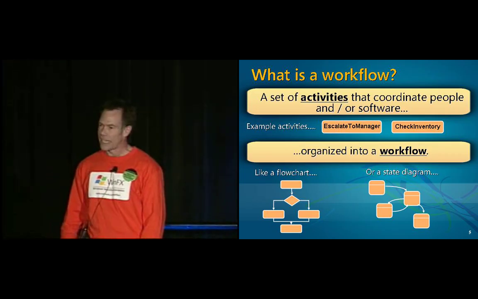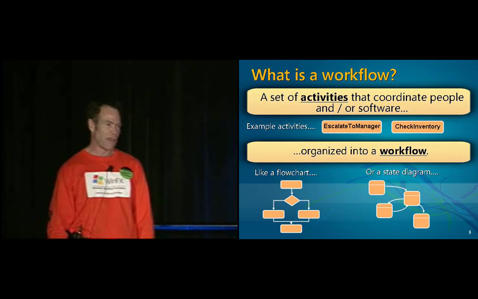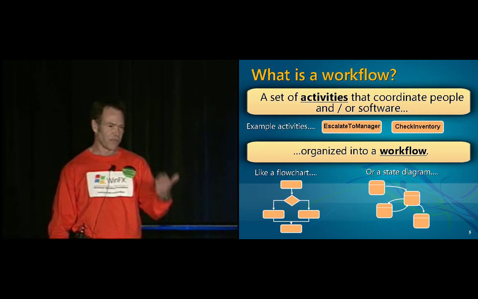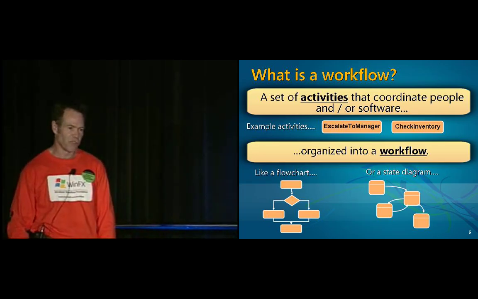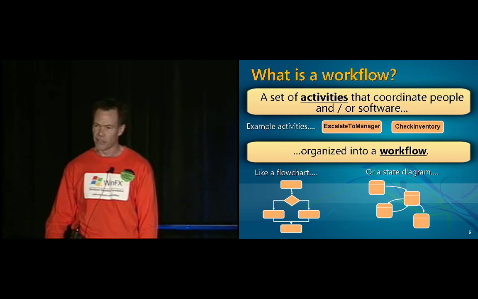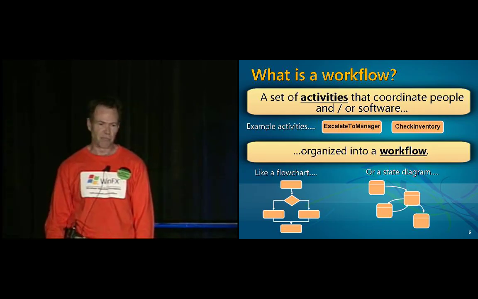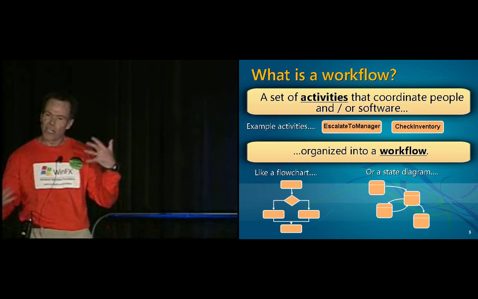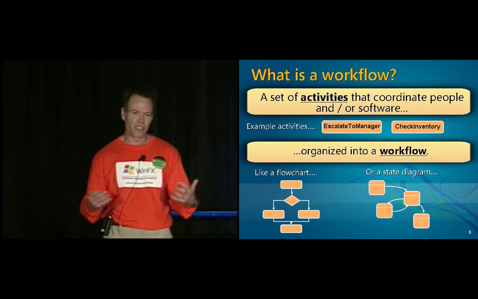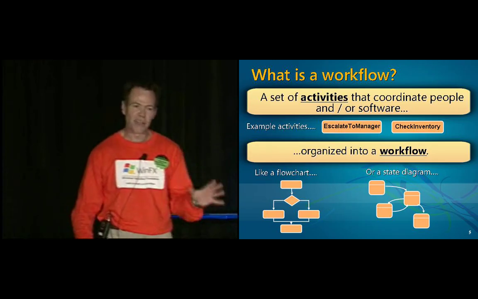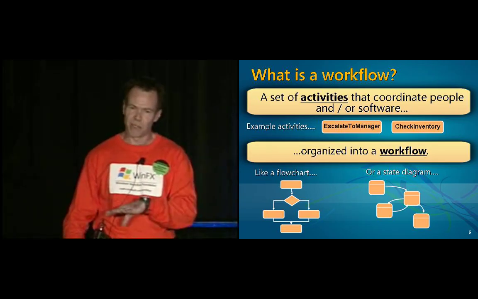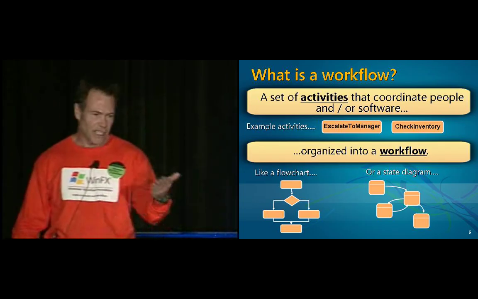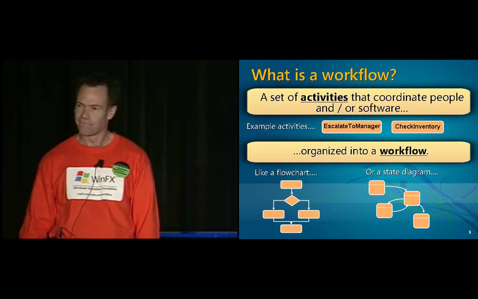Here are two examples of activities. The first one, escalate to manager, would be an activity that would be common in a human workflow scenario. Check inventory could be a web service, where I'm using workflow with service orientation to build a line of business system by composing services with workflow. These activities are organized into some sort of workflow, or think of it as control flow. We support a number of different paradigms for control flow. We'll talk about that in this talk, but you could think of it as a flow chart. You could think of it as a state diagram, and those would all be correct.